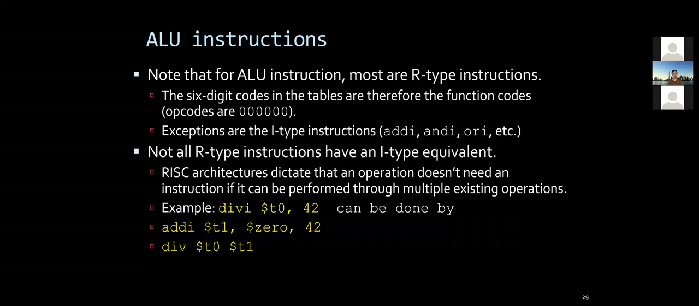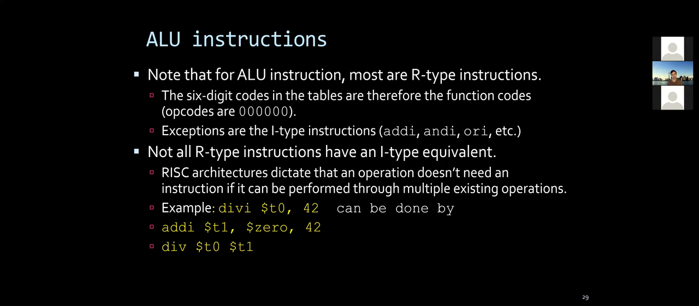Okay, so ALU instructions. Note that for ALU instructions, most are R-type instructions, and the 6-digit codes in them are zeros. That means the opcodes are 6 zeros, but the function codes are the bits that store their type. The exceptions are the I-type instructions like add-I, and-I, and so on, because those have one immediate value as the parameter and you use the real opcodes, which are non-zero. Not all R-type instructions have an I-type equivalent.